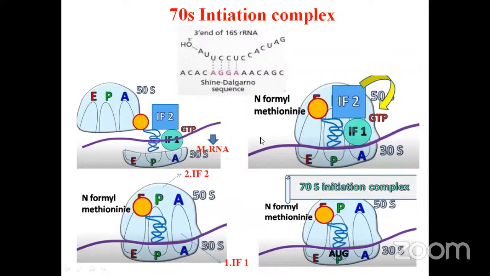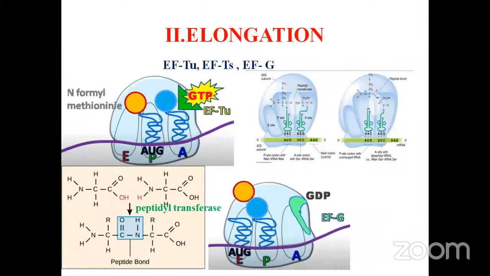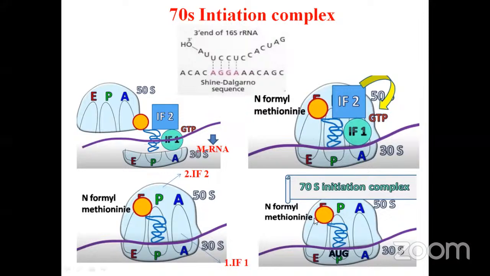Okay, 70S initiation. Are you able to see the slide? Yes, sir. Elongation, second slide. Right. Just see the first slide. Before that, in the E site, P site, A site, which one is empty? Are you able to see the 70S initiation complex slide? Yes, sir. Right. The P site has the aminoacyl tRNA, right? Yes, sir. What about the A site, the aminoacyl site? Is it empty or filled with another tRNA? No, sir, it is empty. It is empty. Now elongation started.